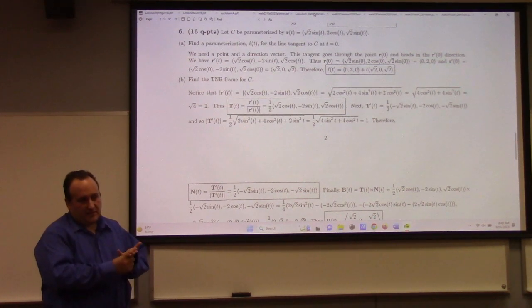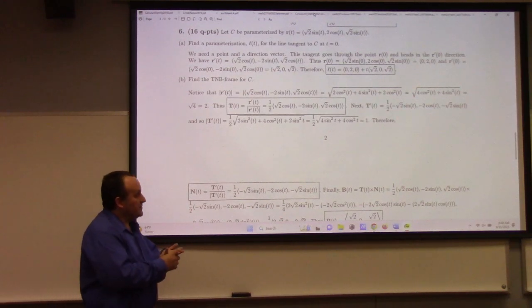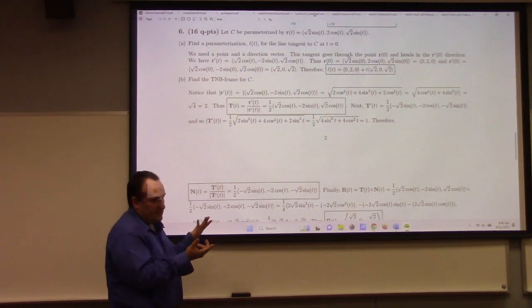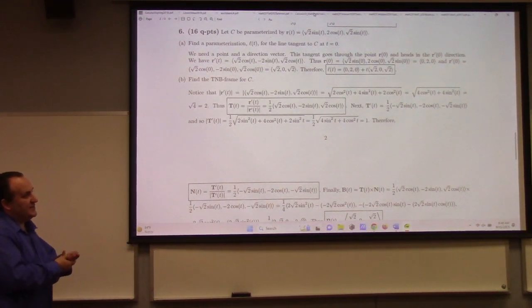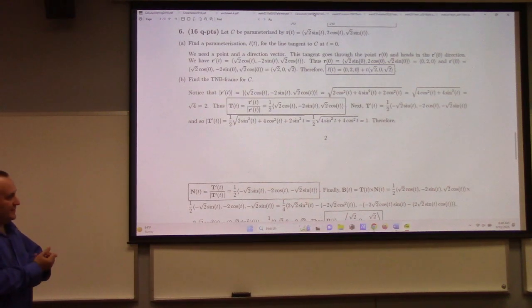To calculate the curvature, you take 1 over the speed times the magnitude of T prime. That's the curvature. The torsion is minus dB/dt dot the normal divided by the speed as well.